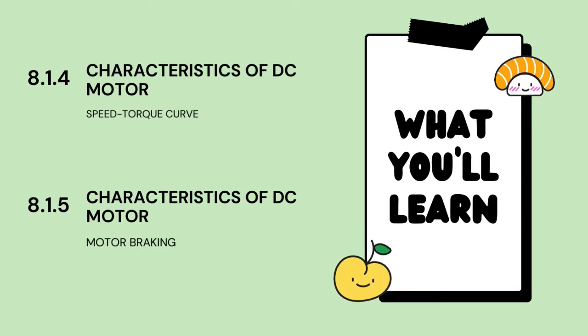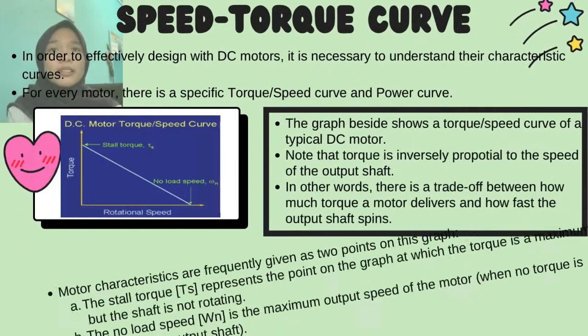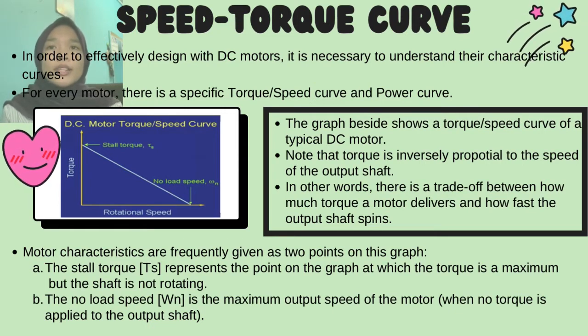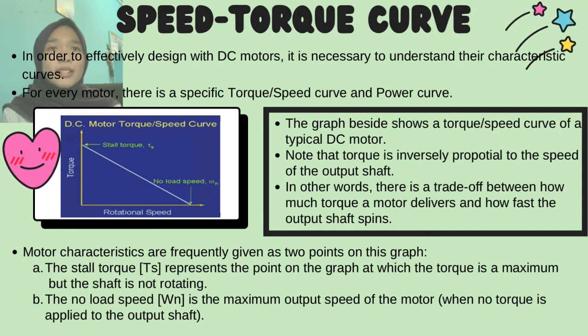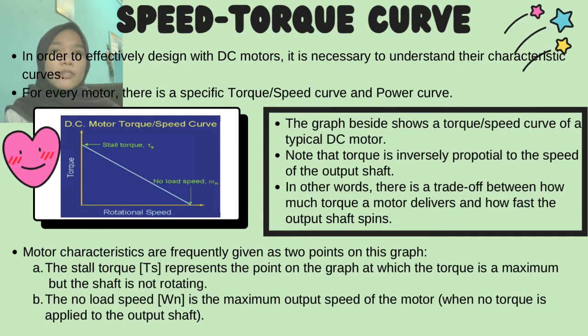What you will learn about characteristics of DC motor is speed torque curve and motor braking. Speed torque curve. First, in order to effectively design with DC motors, it is necessary to understand their characteristic curve. Second, for every motor, there is a specific torque speed curve and power curve.